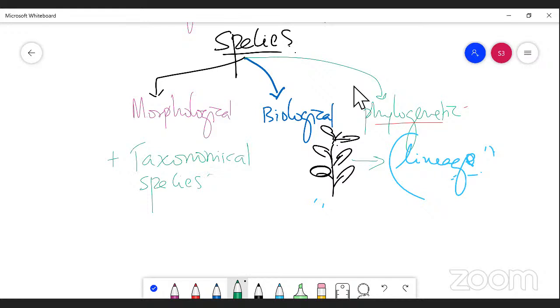Dear students, do you understand what I taught you today? Did you understand? Students, am I audible? Yes, sir. Could you mention another term for morphological species? Yes, sir. Morphological species is also known as taxonomical species.